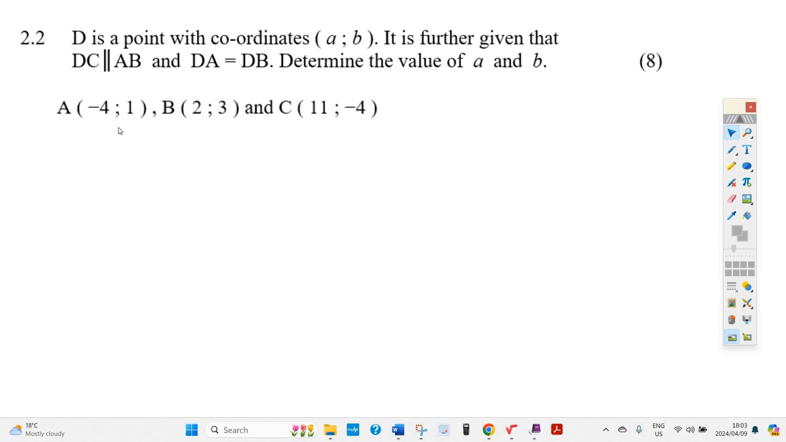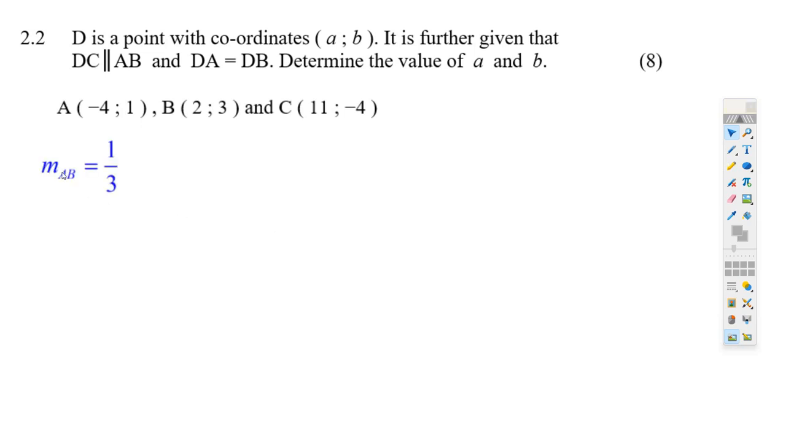Okay, well, we know that DC is parallel to AB. Well, if we found the gradient AB, and we know that D is A and B, we know that these gradients have to be the same. So we just find this gradient, AB, and then we find the gradient using A and B. And what we do is we create an equation, and that's the first 3 marks.